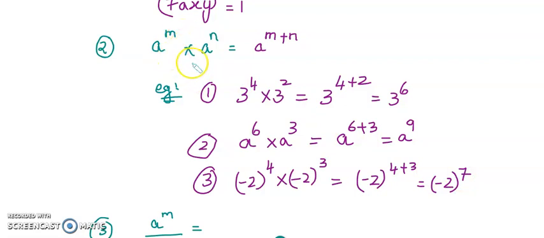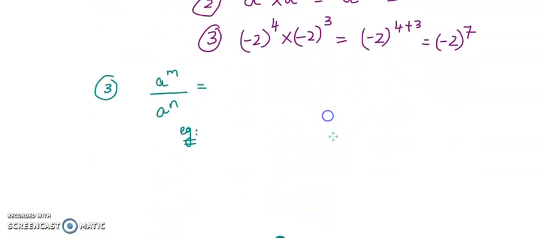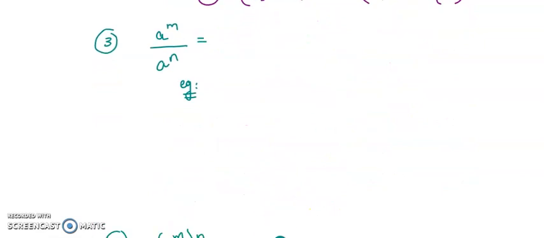So what's the law? A to the power m multiplied by a to the power n is equal to a to the power m plus n. Correct? The powers get added up. The next law. A to the power m divided by a to the power n. So the bases are divided. That means what will happen? The powers get subtracted. Hope you remember now.